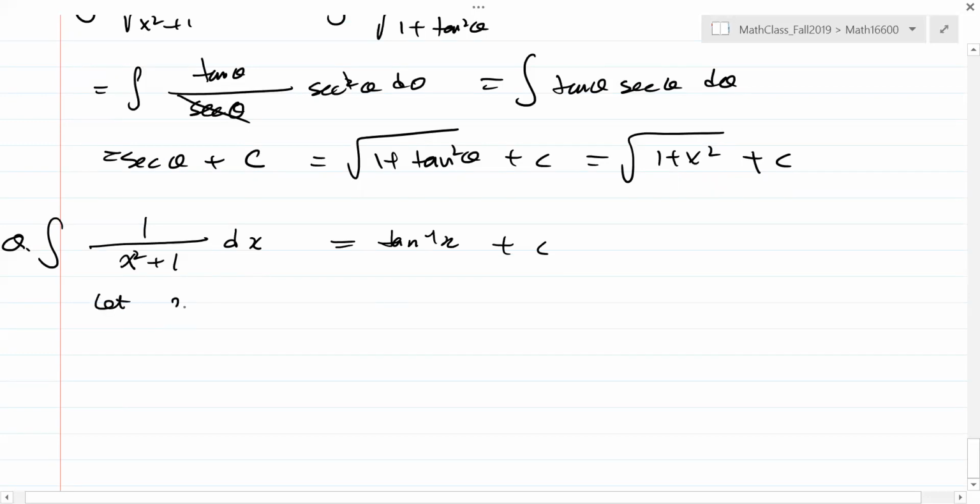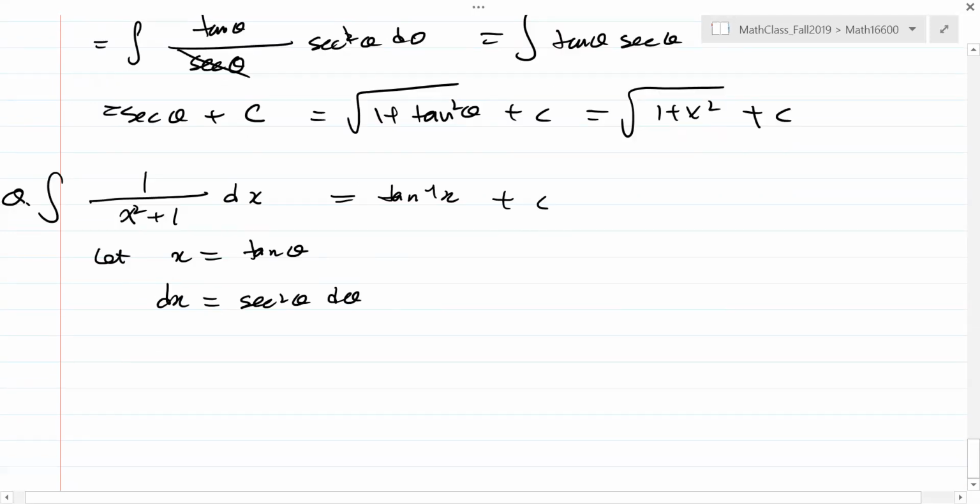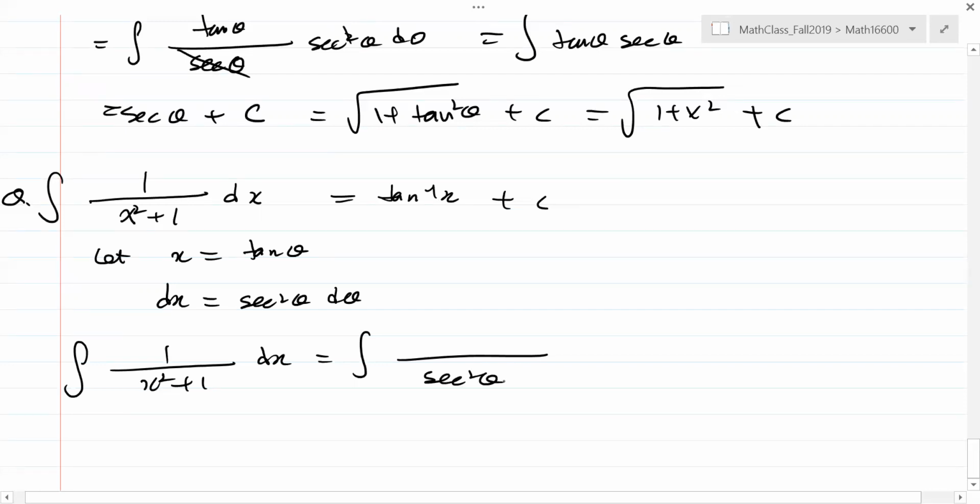Let's try this substitution for fun. Let x be tangent theta. Then dx is going to be secant square theta d theta. So the above integral is going to be, I'm not going to skip the steps, tangent square theta plus 1 in the denominator, and dx is secant square theta d theta.